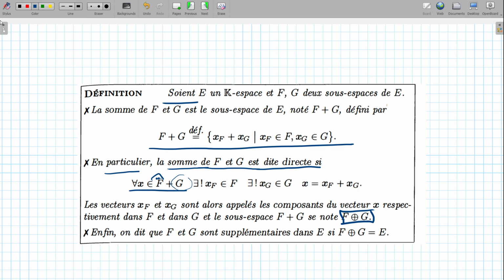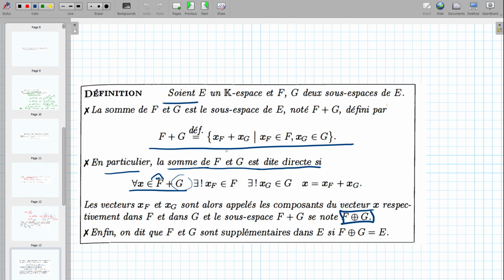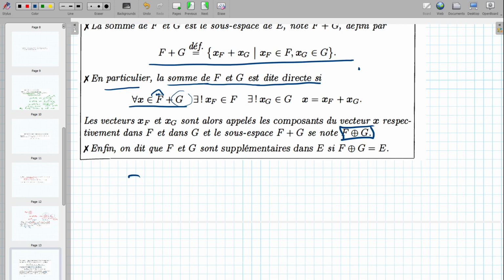So previously, what is our problem here? The problem we have is that with only this definition of the sum, the representation of x as the sum of an element of the first sous-espace and the second sous-espace is not unique. But if the representation is unique, then we're going to say that la somme est directe. So this is what they've written here. We're going to say that la somme est directe. So here we're going to say the sum F plus G is going to be direct.